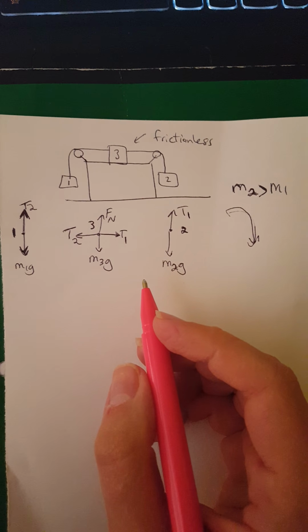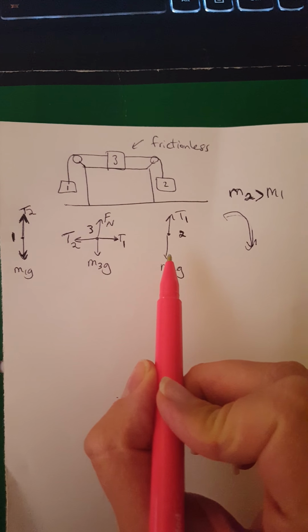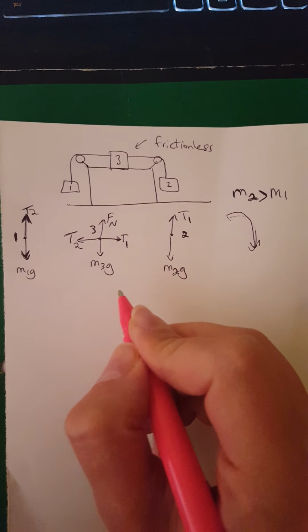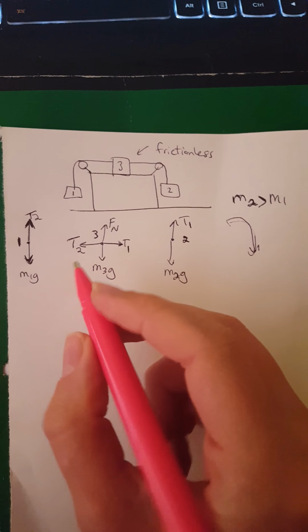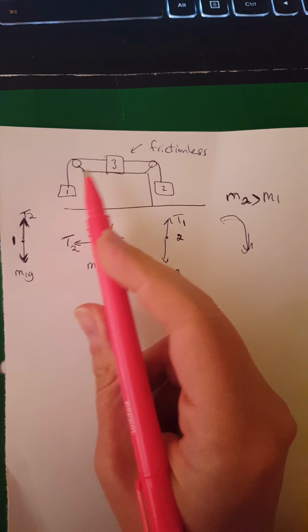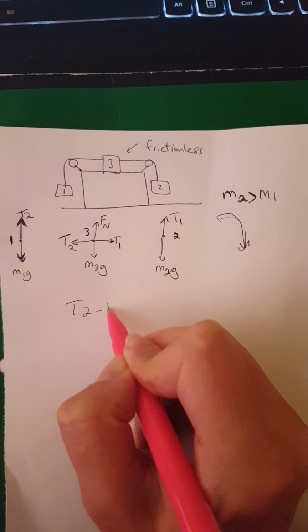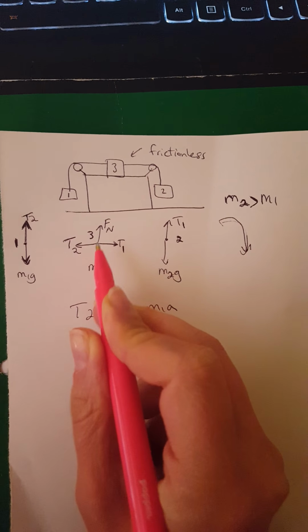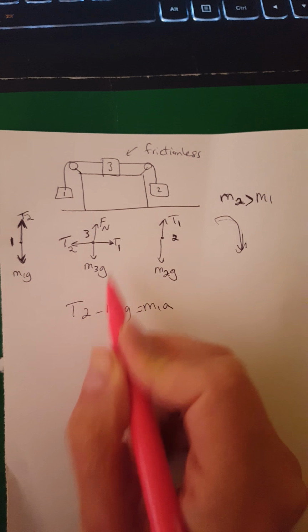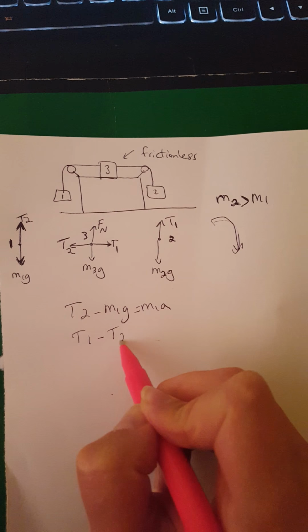And so the free body diagrams for these 3 blocks are given like so, and then we need to write down Newton's second law for each and every one of them. Starting, let's say, from block number 1, we know the system moves to the right. So that being said, T2 is bigger than M1G, so I'm going to write that first. The second block is block number 3. We know the system moves to the right, so that means T1 is bigger than T2.